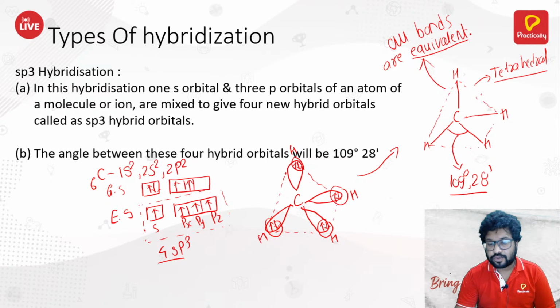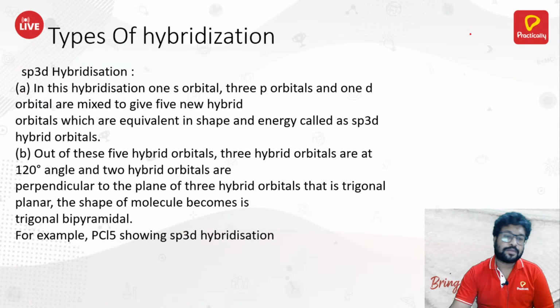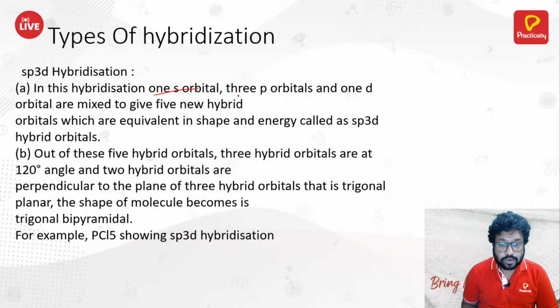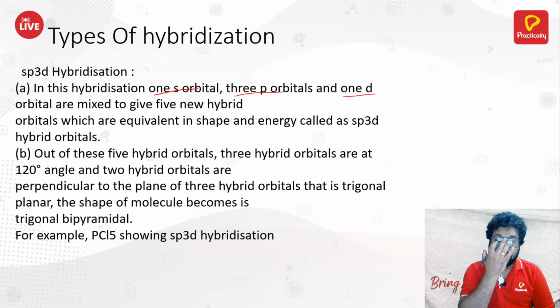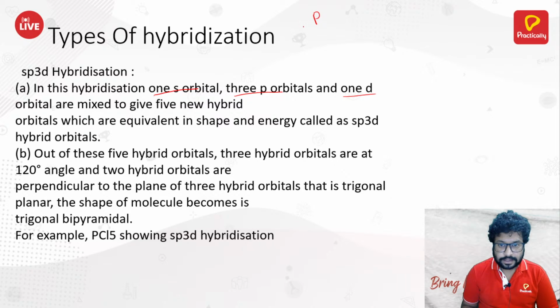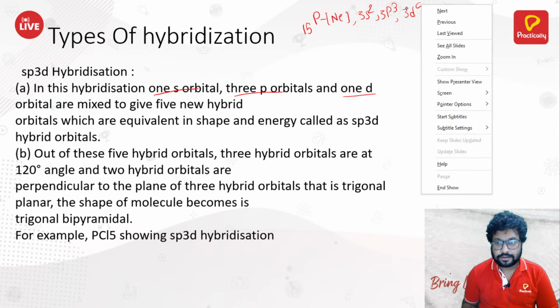Okay, chalo, let's move ahead. Now, types of hybridization. We had sp3 hybridization, then you have sp3d hybridization. In this hybridization, one s orbital, 3 p orbitals, and one d orbital mix to give 5 new hybrid orbitals. Let's take the example of phosphorus. Atomic number 15, neon, 3s2, 3p3, 3d0.